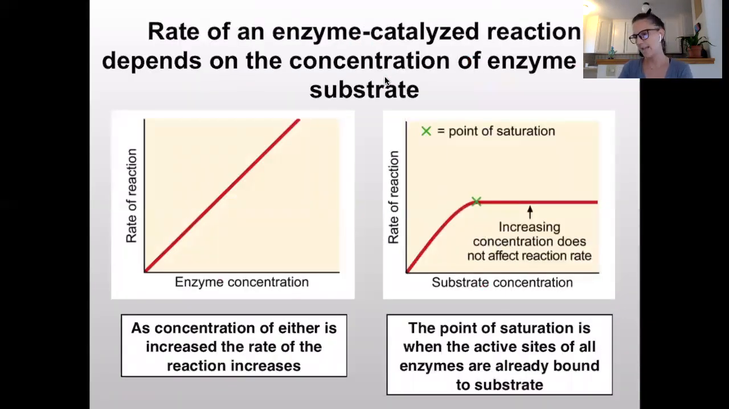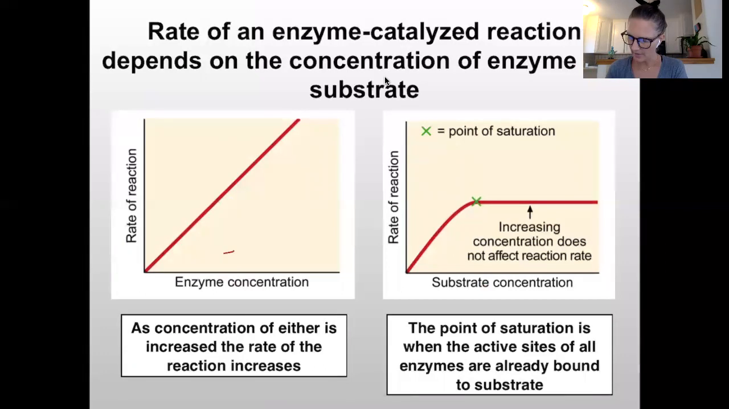The rate of an enzyme-catalyzed reaction depends on the concentration of the enzyme and the concentration of the substrate you're dealing with, right? We're going to talk about this more in class, but it's really important when you're looking at these graphs to look at the axes and really try to work out why the graph looks like this. So let's start with this first graph.